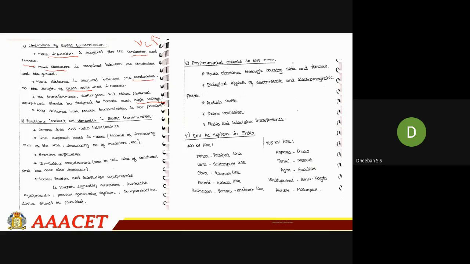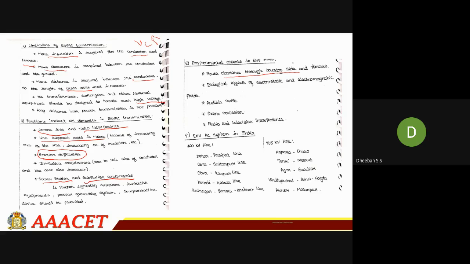The demerits in EHVAC are the corona loss and radio interference. The line support also costs much more, and the erection or installation will be very difficult. Over the substation also you need very high quality equipment for safety purposes. In the environmental aspect, for the clearance you need a large amount of area, even through remote areas.